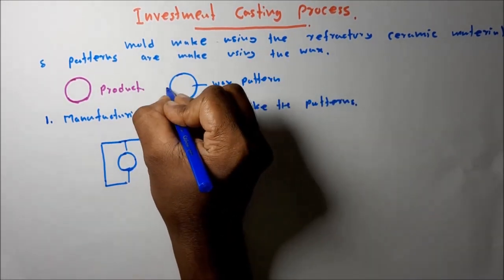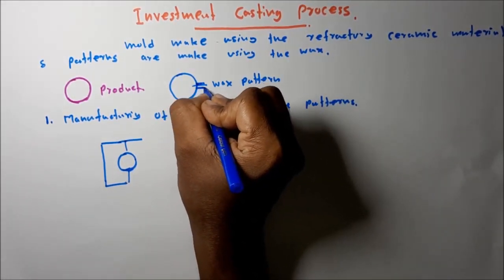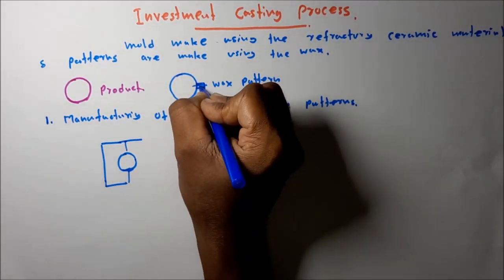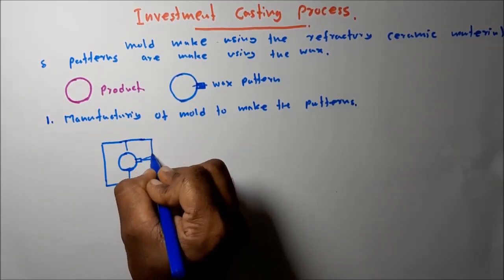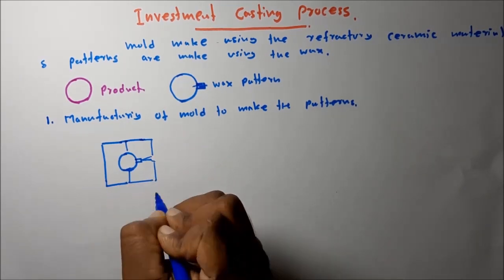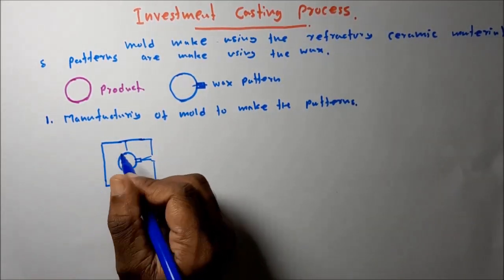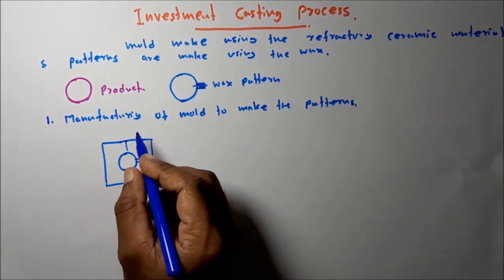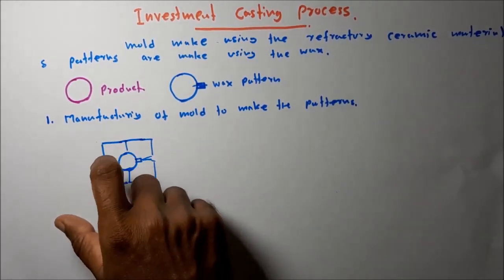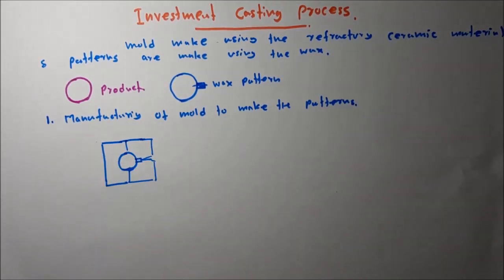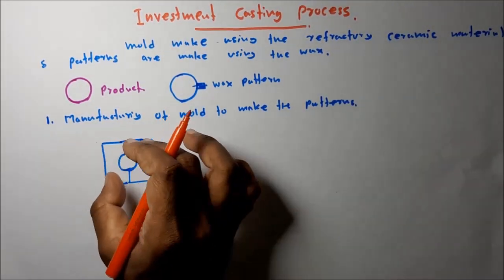This wax pattern also has a connecting element. Then this is the mold to make the wax pattern. This cavity has to be machined on this steel die house. Using CNC machine operations I manufacture these die cavities. So this is the first step, manufacturing of the mold to make the pattern, made of some metal, aluminium or steel.